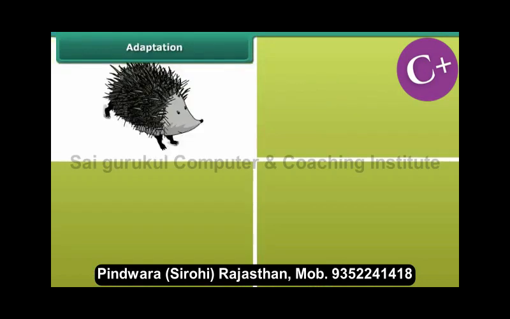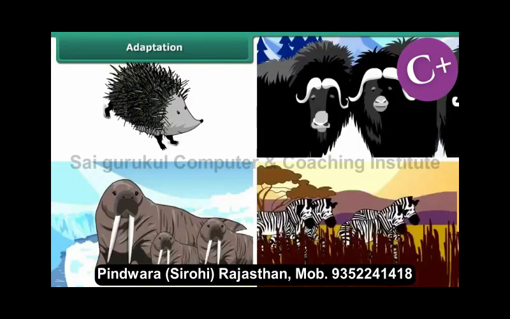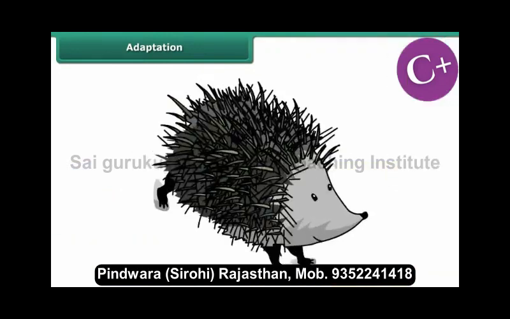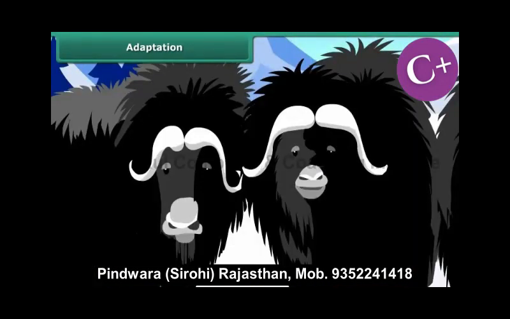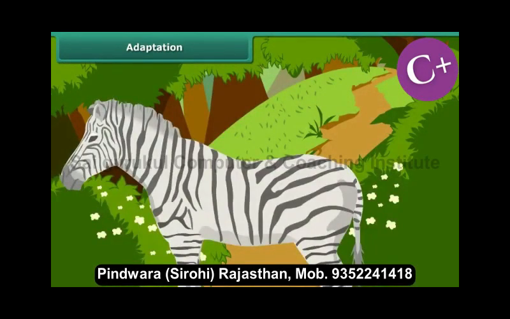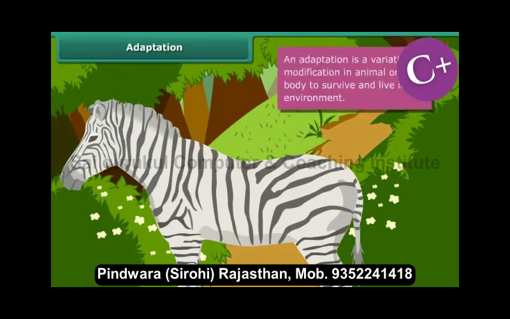Animals like porcupine, yak, seal and zebra have different types of physical features to survive and live in their surroundings. Porcupine has needle-shaped quills, yak has thick fur, and zebra has striped skin which can be easily mistaken for bushes. These specific features are known as adaptations. An adaptation is a variation or modification in an animal or plant body to survive and live in its environment.